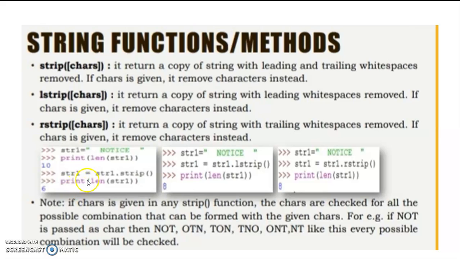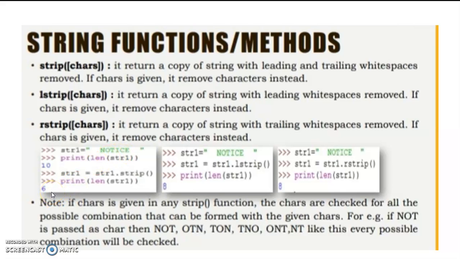Then str1 is equal to str1 dot strip. When you use this strip function, it will remove both the leading and the trailing white spaces. So after removing these spaces, when you print the length of str1, it will give the output as 6. Because here notice: 1, 2, 3, 4, 5, 6. Only 6 characters. That's why here we get the output as 6.